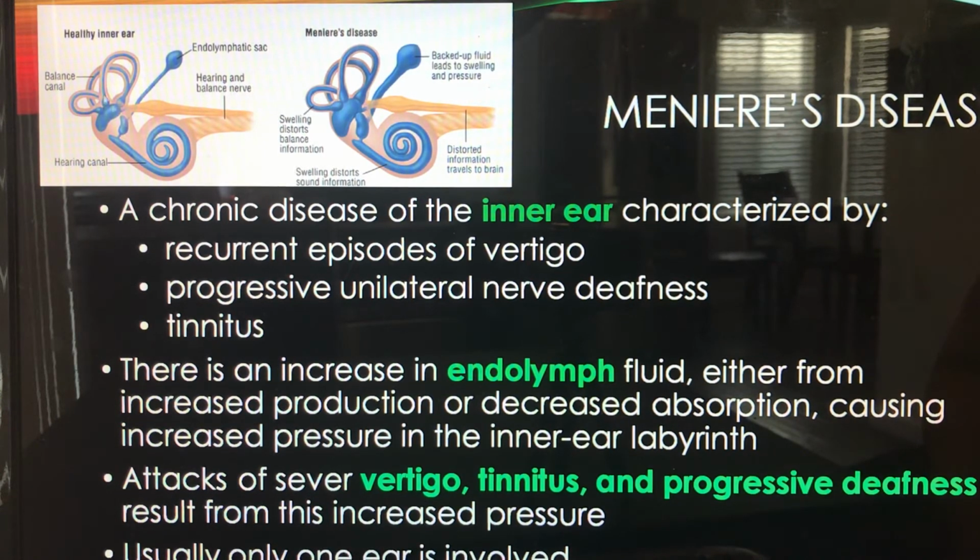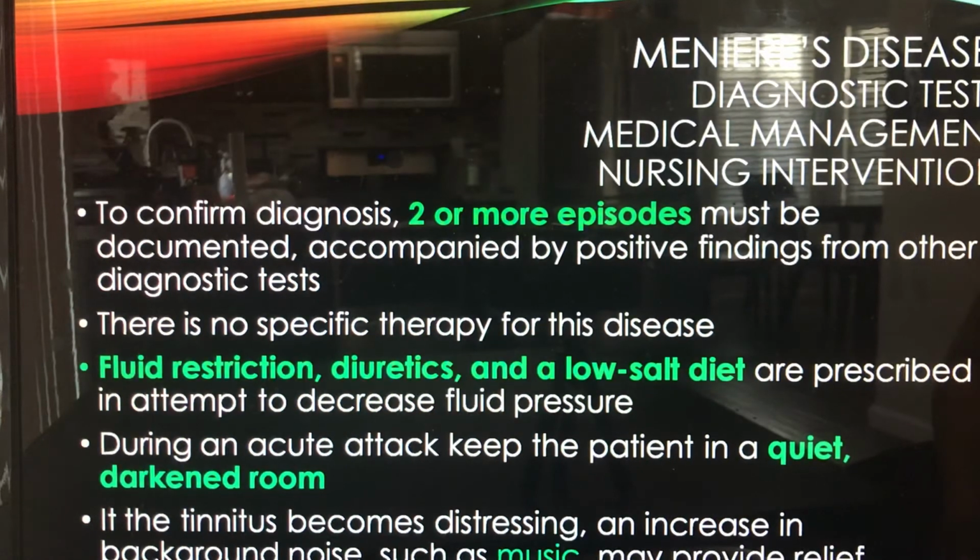So in this picture, you have a normal, healthy inner ear, and in Meniere's disease, you can see where it has the backed up fluid, and there's swelling, so this is going to distort information to the brain. Okay, so to confirm diagnosis, 2 or more episodes must be documented, accompanied by positive findings from other diagnostic tests. And there is no specific therapy for this disease.